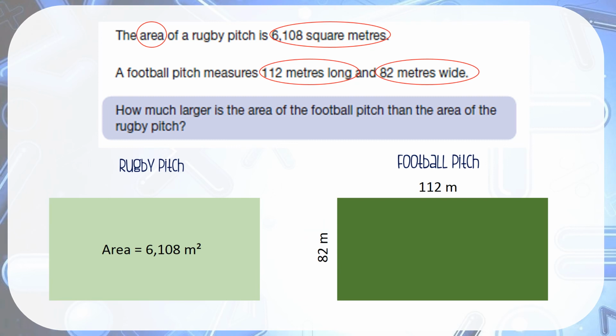So down below, you can see that I've drawn out, just to make my life a bit easier, the rugby pitch with its area of 6,108 metres squared, and then the football pitch the other side with the information that I know, which is that it has one length of 112 metres and one length of 182 metres. So, the first thing that I would need to do here is find out the area of the football pitch. Now I would do that by multiplying the base and the height together. So at the side, as you can see, I've done that there. I've done 112 multiplied by 182 and I have got the answer 9,184.